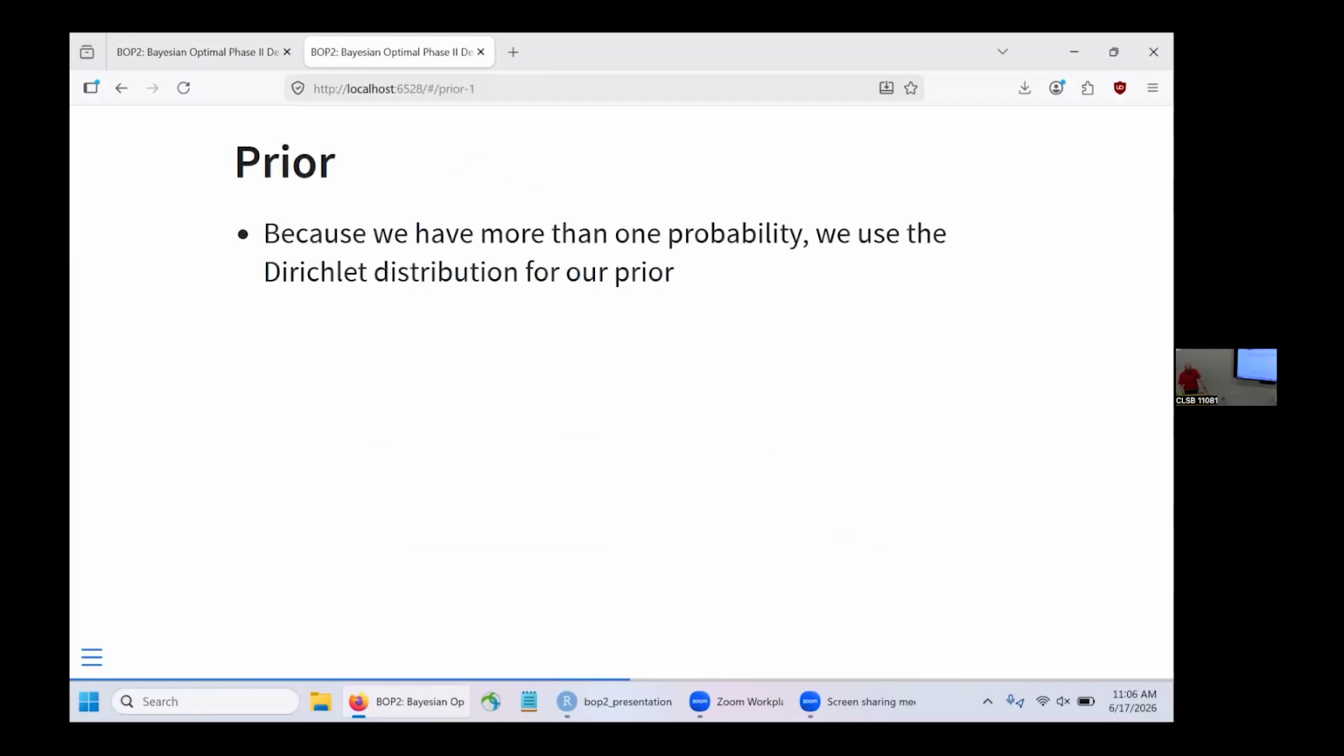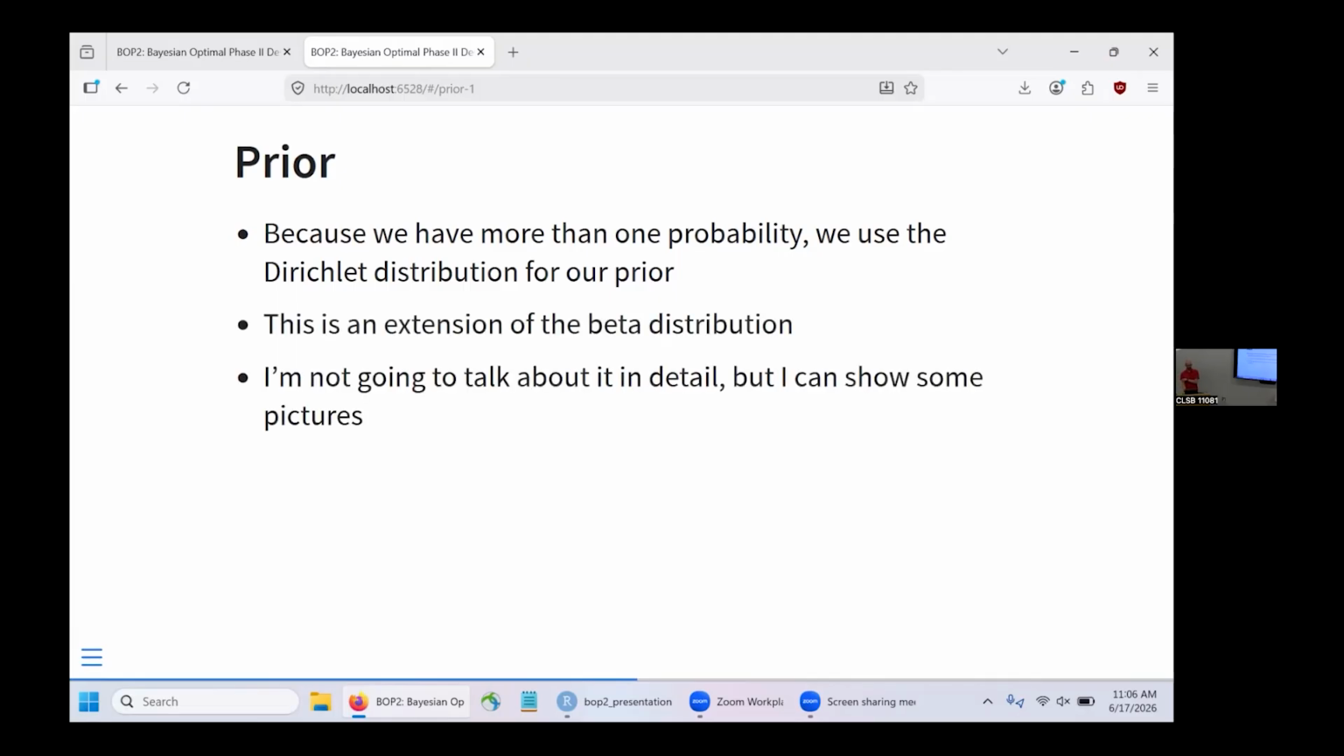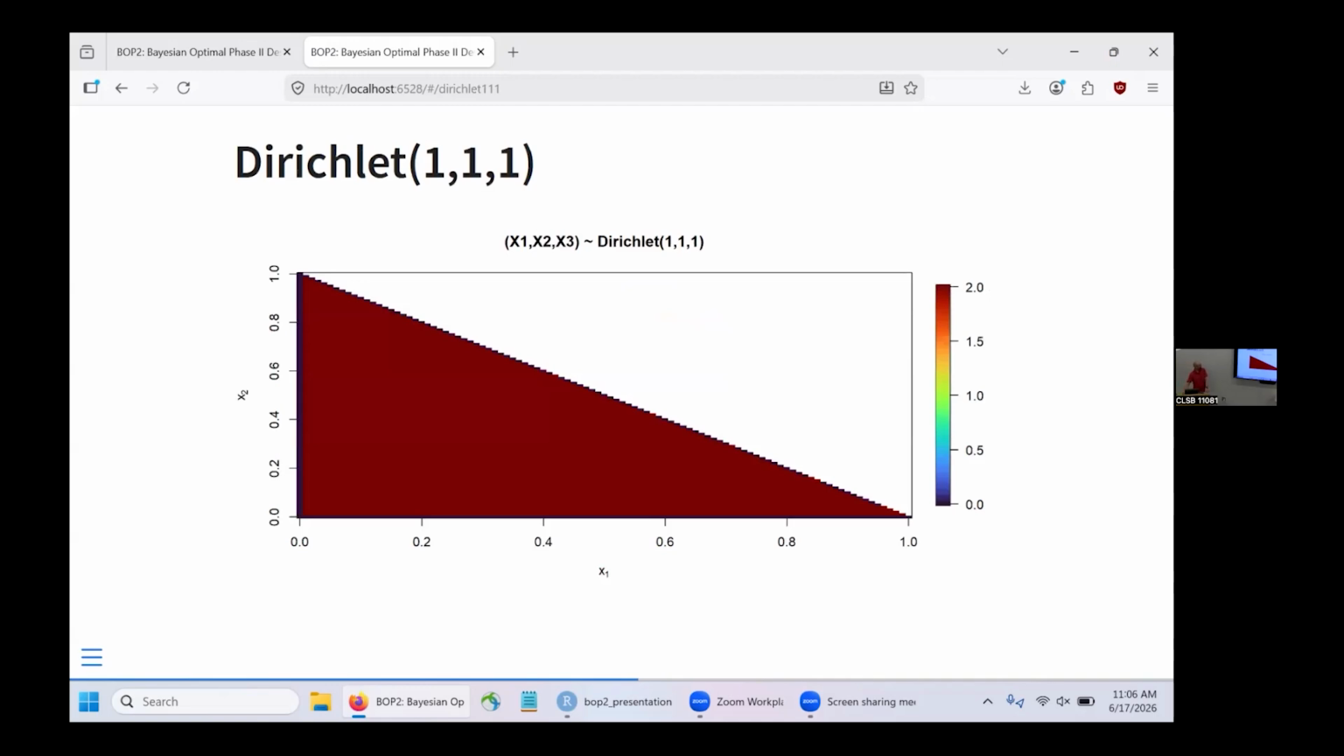All right, let's talk about the prior. Because we have more than one probability, we're going to use the Dirichlet distribution for our prior. This is an extension of the beta. I'm not going to talk about it in detail. I'm not going to show you the formula. I'm just going to show you some images. So here's a Dirichlet with parameters 1, 1, 1. As you can see, it has more parameter values. It can have as many parameters as you want it to have. It's just that in terms of visualization, using 3 parameters is the easiest way to visualize this distribution. So that's why I chose 3.